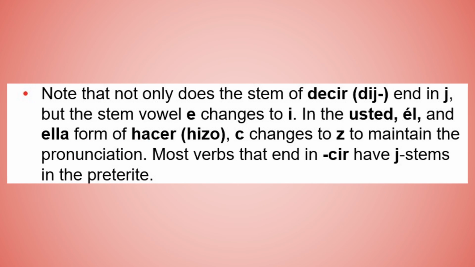So note that not only does the stem of decir, the dij-, end in j, but the stem vowel e changes to an i in the usted, él, and ella form of hacer.